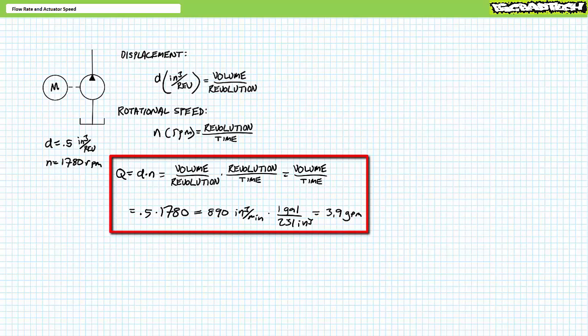Multiply 0.5 cubic inches per revolution times 1,780 revolutions per minute. Revolutions cancel out, which yields a flow rate of 890 cubic inches per minute, which again might be expressed as CIM. This is not the answer we're looking for. We need to convert this to gallons per minute. To do so, one multiplies 890 cubic inches per minute times 1 gallon over 231 cubic inches, such that the unit we don't want, cubic inches, cancels out, and the unit we do want, gallons, remains. This yields a flow rate of roughly 3.9 gallons per minute.